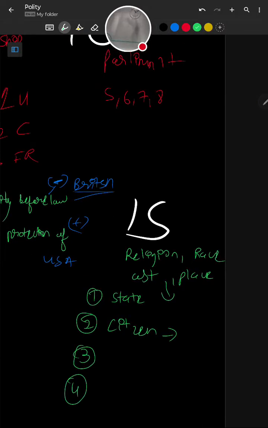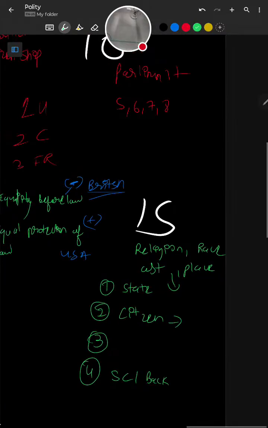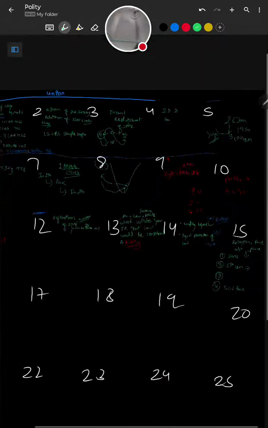Then Article 15 clause 4 says that the state can make special provisions for the advancement of any socially and educationally backward classes of citizens, as well as the scheduled tribes. So scheduled tribes or any backward tribes would get benefit from Article 15 clause 4.